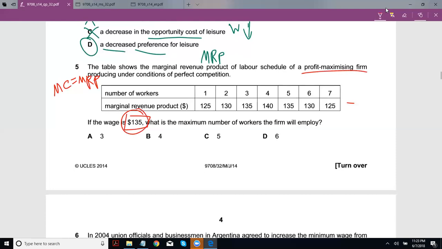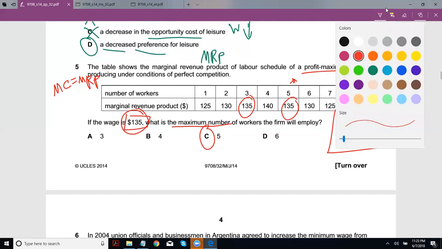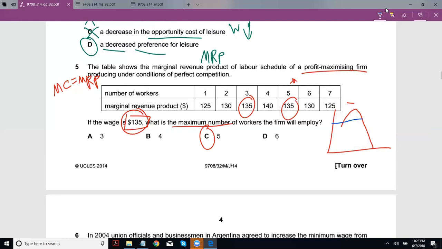Now be a little careful. You have two 135s here, but you're going to pick this one. Well, for two reasons. Firstly, they've talked about the maximum number of workers, and secondly, if you just visualize this, your MRP curve would go something like this. So even if your wage rate is such that it's cutting at two particular points, if you stop here, it won't be beneficial, because you've missed out on all of this area where the MRP was above your marginal cost.